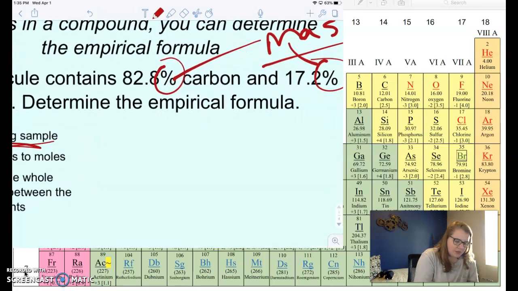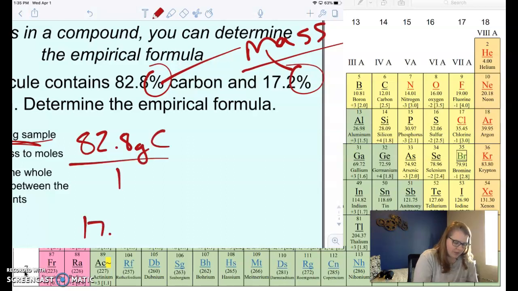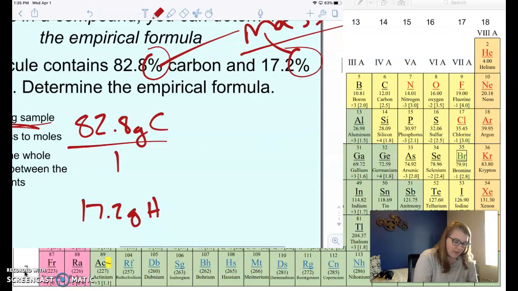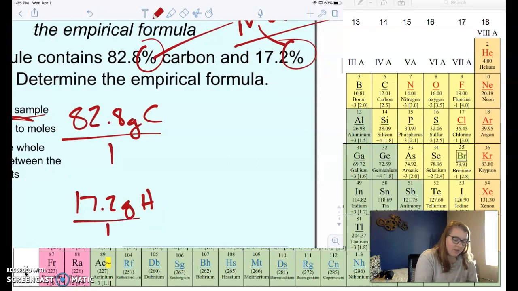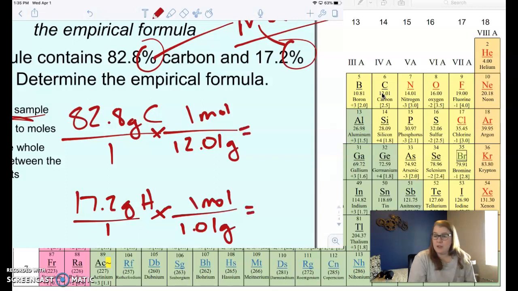So if we assume 82.8 grams of carbon, and then assume 17.2 grams of hydrogen, we can then convert these values to moles using the molar mass. So the molar mass of carbon is 12.01 grams per 1 mole. For hydrogen, it is 1.01 grams per mole. Since we're just talking about hydrogen in general here, we're not talking about diatomic hydrogen. So you would just use the 1.01.